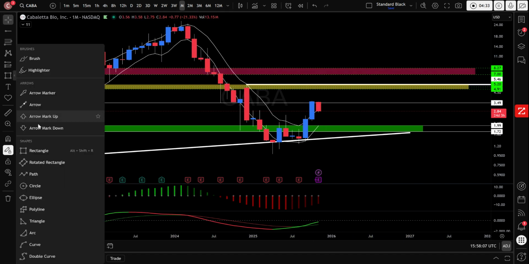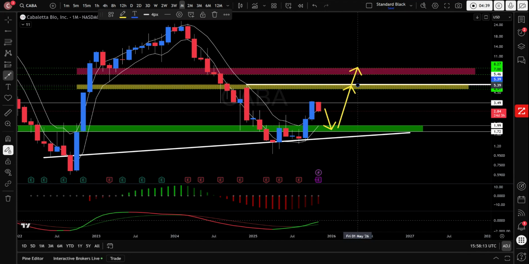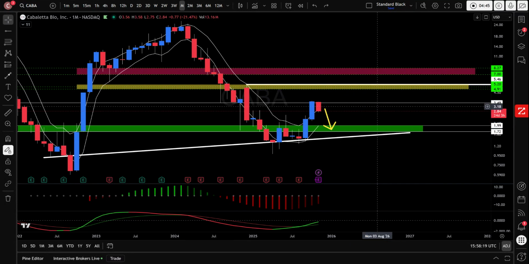So what we're looking for as far as move goes is down to here, and then a pop back up to here, and a possible continuation up to here. It could pull back, could push up, could completely correct from here. We don't know. But that's the move I'm looking for. Let's get down to the weekly chart.